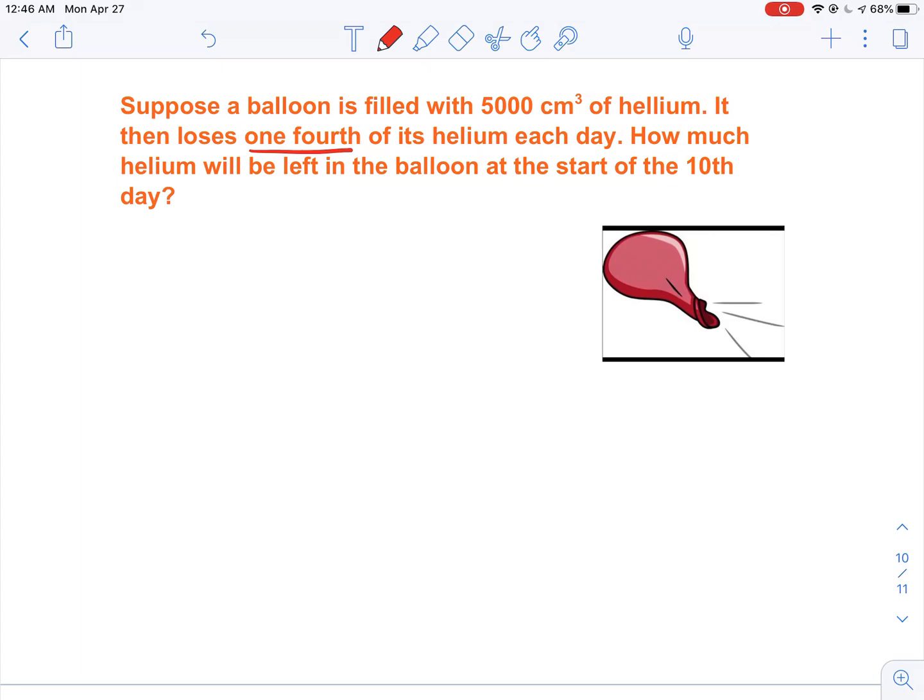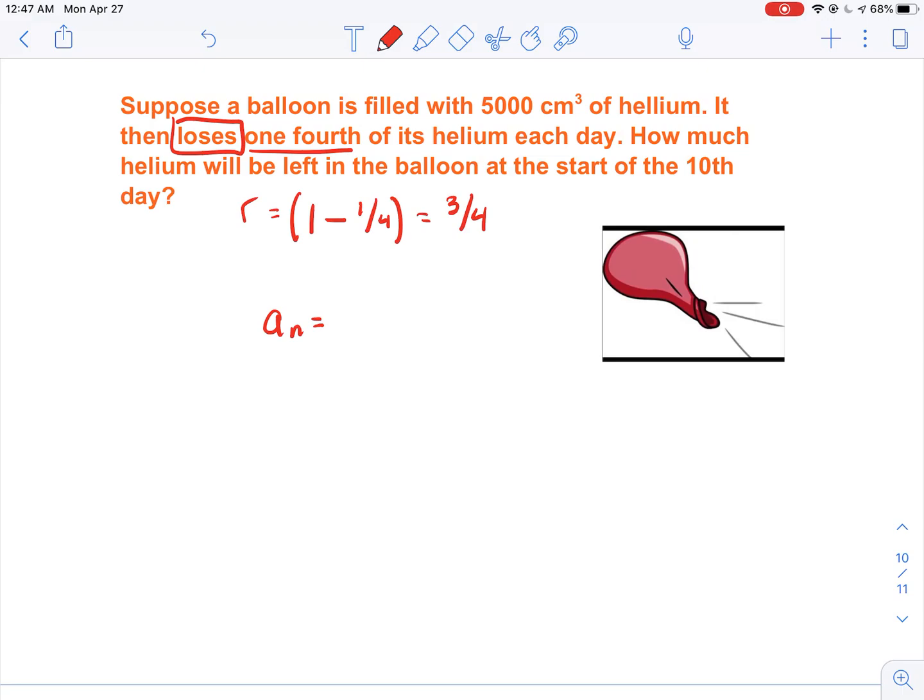Well, we know that if it loses 1/4, right, we're not losing a constant value. So this is going to be geometric. So now we have to figure out what we are multiplying by. Well, anytime we had a loss, we would always take 1 and subtract that loss. So in this case, I'm going to take 1 and subtract 1/4. This is going to be my decay rate. Like, how am I shrinking? So my r is going to be 3/4. And that should make sense, because if I'm losing 1/4 of my air, I have 3/4 left.